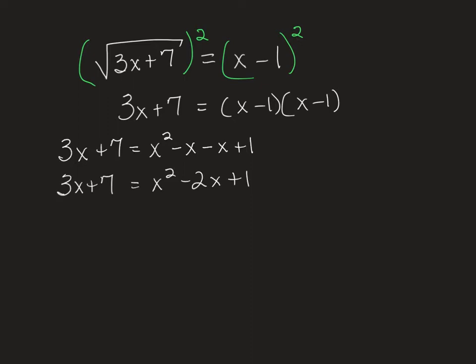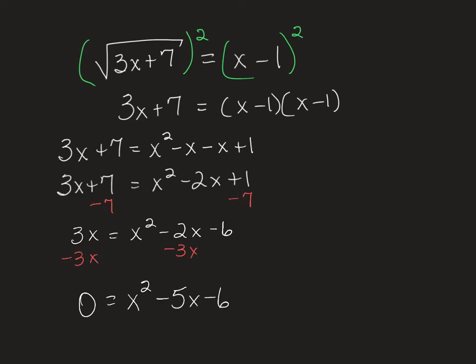Now that I have it FOILed, I'm going to want to move my 3x plus 7 in with this so it's set equal to 0. So I'm going to subtract off 7, and the order you do this in doesn't affect the outcome. Minus 2x, and that's going to be minus 6. I'm going to then subtract off 3x, and I'm going to have 0 equals x squared minus 5x minus 6. And I'm going to give myself a division line there, so my work can continue on the next one.